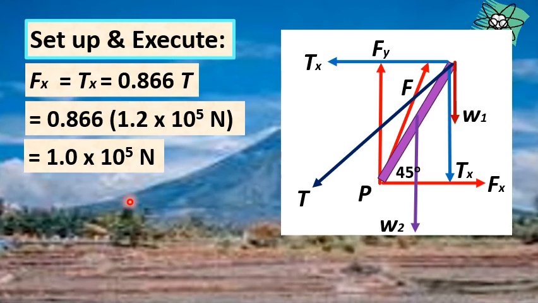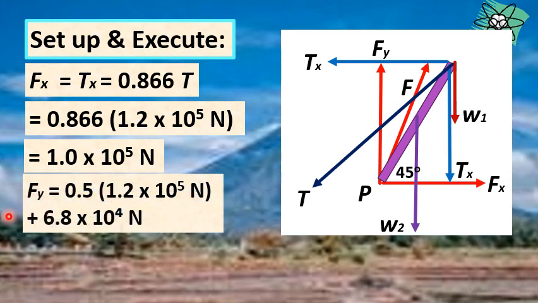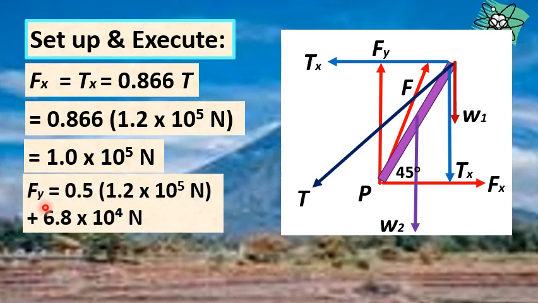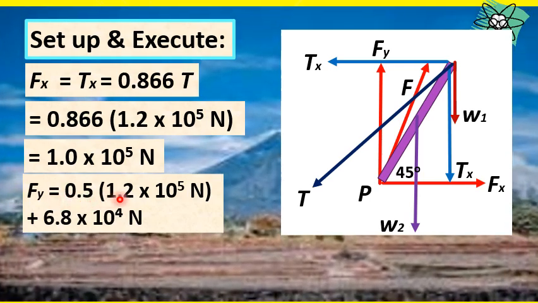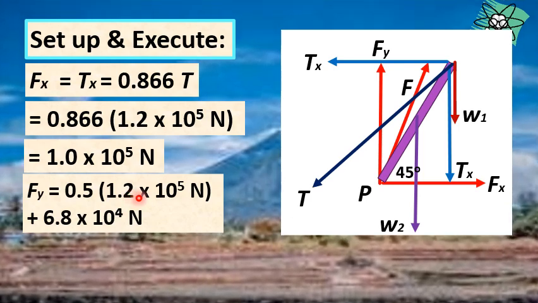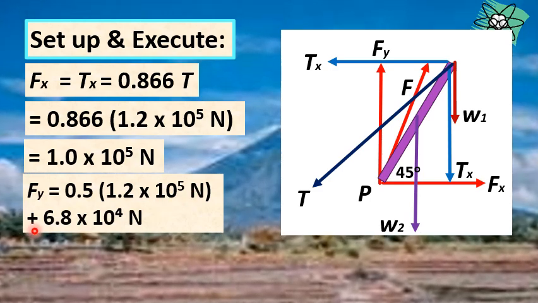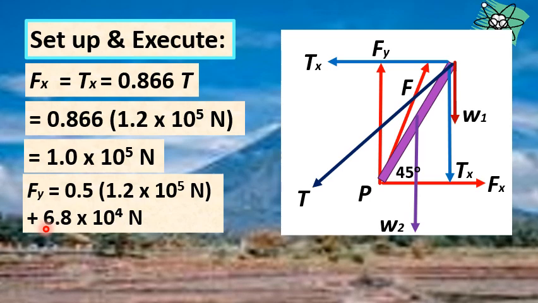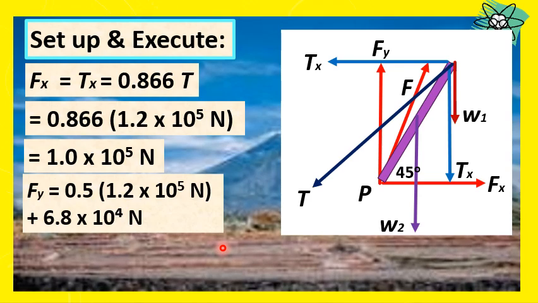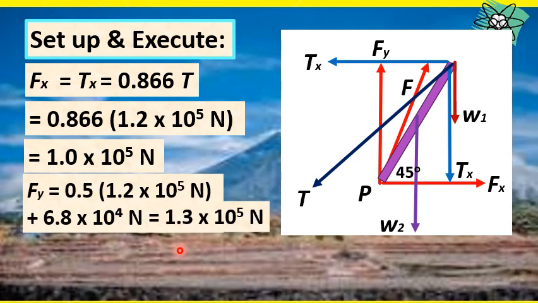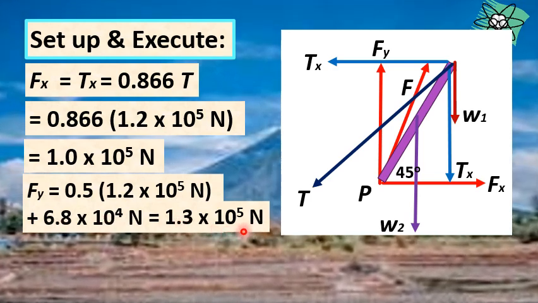Now, for the y component, Fy, the magnitude of the force Fy is equal to 0.5 times the computed value for the tension T, 1.2 times 10 to the fifth power Newton, plus the sum of the two weights, W1 and W2, or 6.8 times 10 to the fourth power Newton. Simplifying, we have the magnitude of the force Fy equal to 1.3 times 10 to the 5th power Newton.